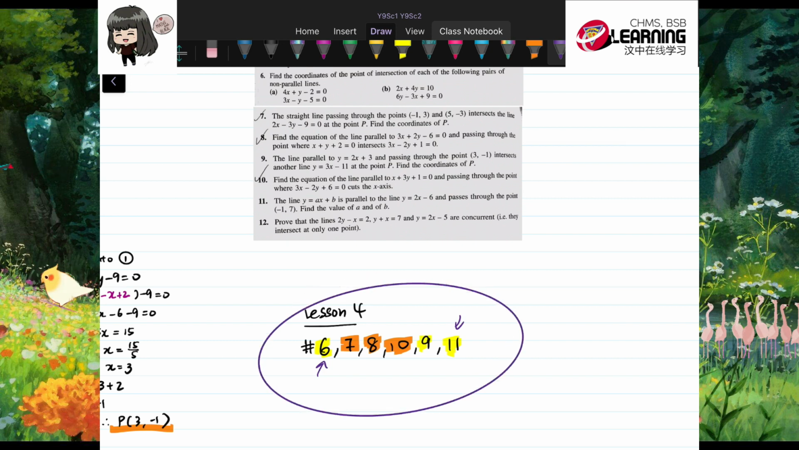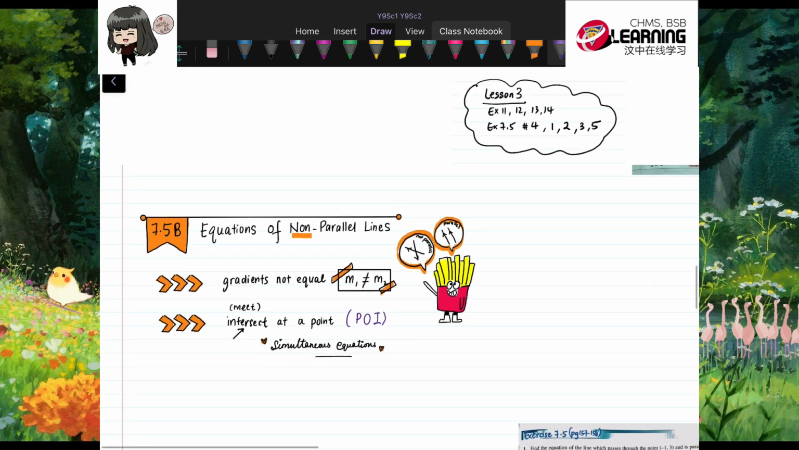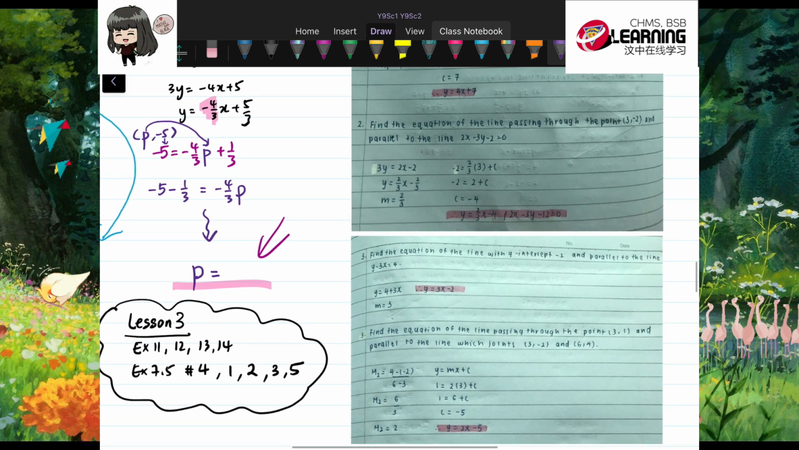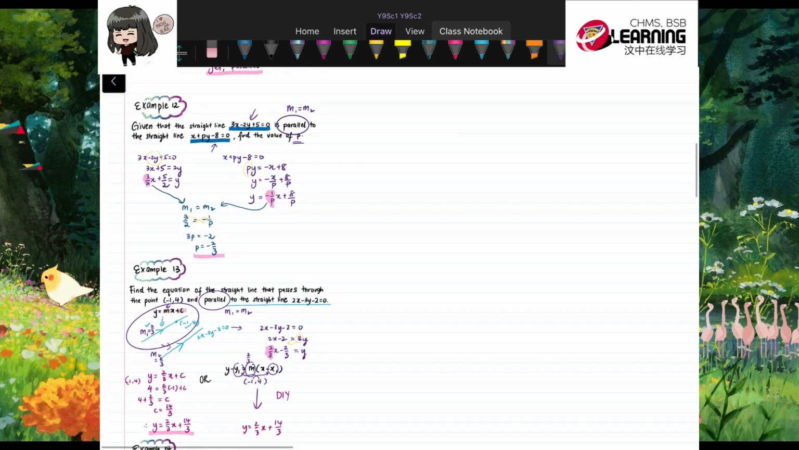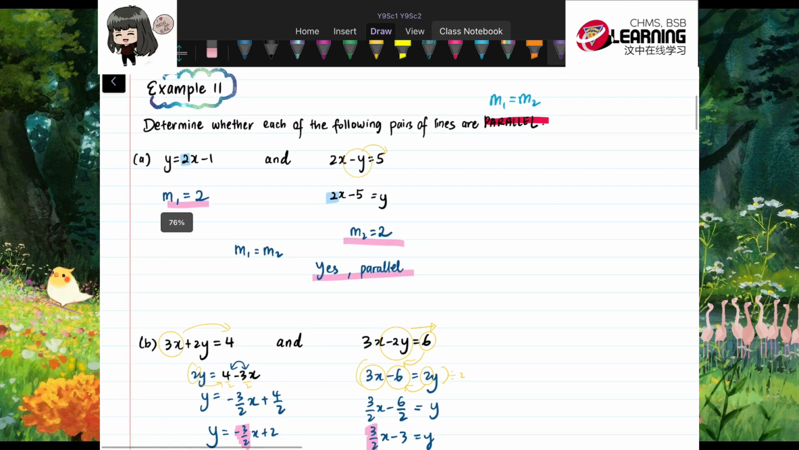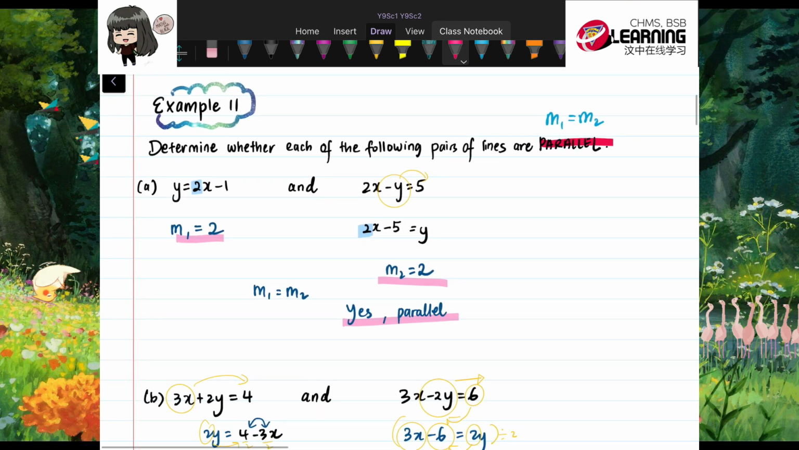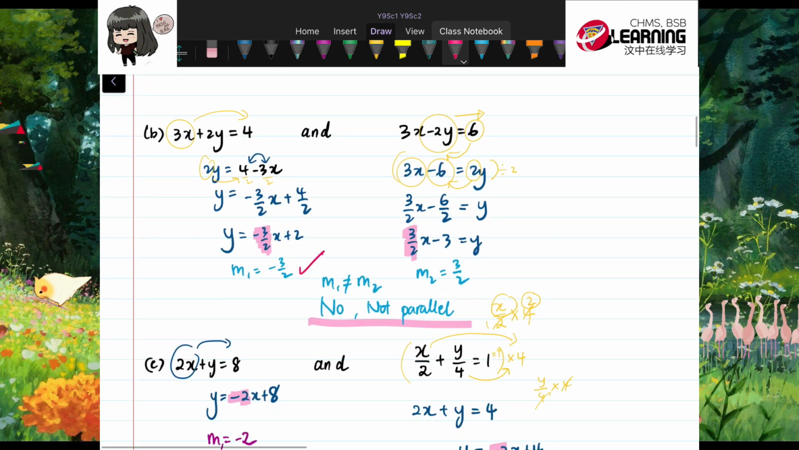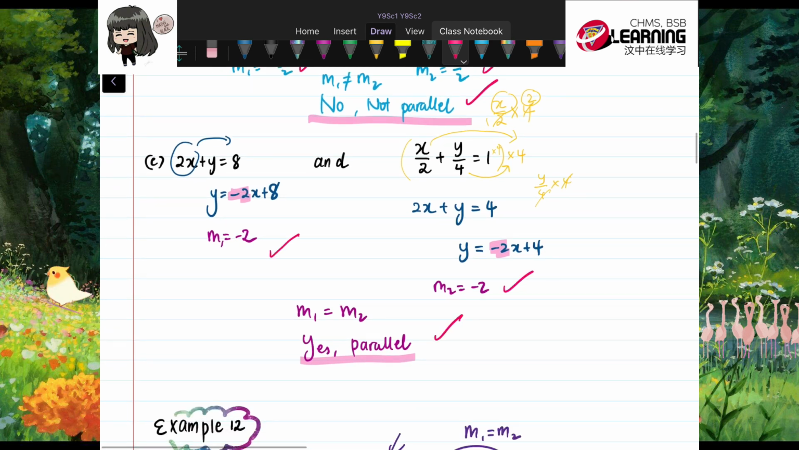Now before I end the lesson, I want to discuss the answers with you. I want you to mark your previous lesson, which is your lesson 3. So for lesson 3, we go back to the examples again. I hope you double check your example 11, because I still find there are some mistakes that you have done, maybe careless mistakes. Just go through one more time. So m is 2, and parallel. B is negative 3 over 2, and it's not parallel. And negative 2, and it's parallel.